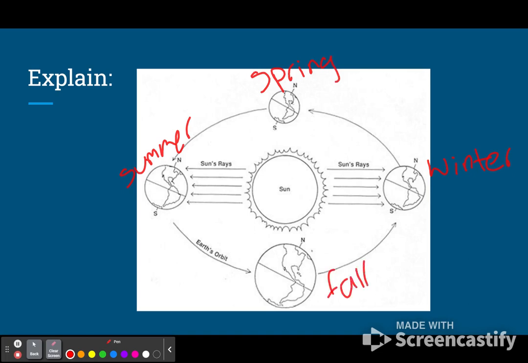So here we are right now. And as the Earth continues its trip around the sun, our days are going to get shorter. We're going to get less sunlight, and it's going to get cooler as we move into winter.